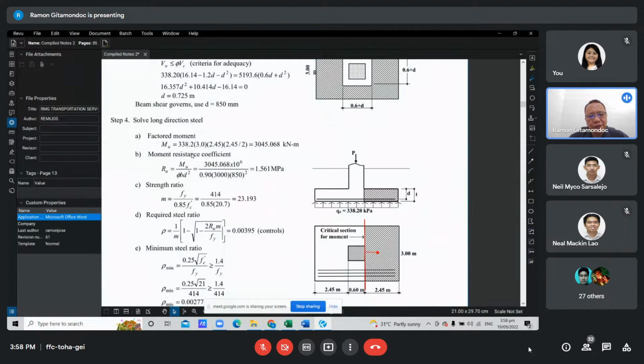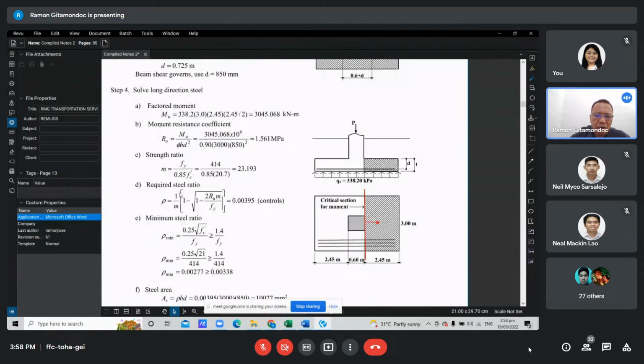Then once you have the moment, the width and the effective depth, you can compute the steel reinforcement. These are the formulas we get from reinforced concrete design. Ru equals Mu over phi b d squared, and m equals fy over 0.85 f'c. The required steel ratio rho is 1 over m, times the quantity 1 minus the square root of 1 minus 2 Ru m over fy. If we substitute values, we get 0.00395.